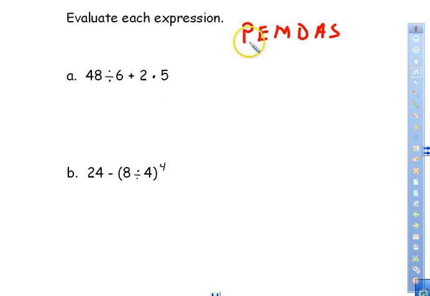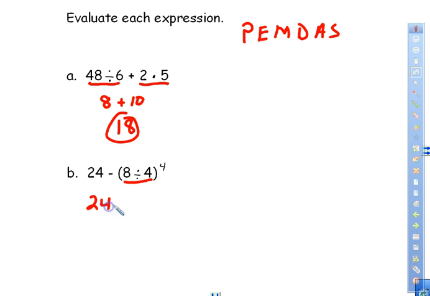So, parentheses, none. Exponents, none. Multiply or divide, working left to right. So we've got to work left to right to solve these. 48 divided by 6 is going to give me 8, plus 2 times 5 is 10. Therefore, 8 plus 10 is 18. Done. This next problem, parentheses, we've got to solve inside of that first.